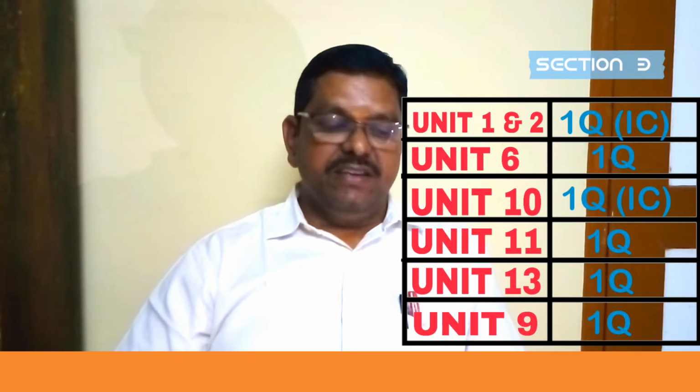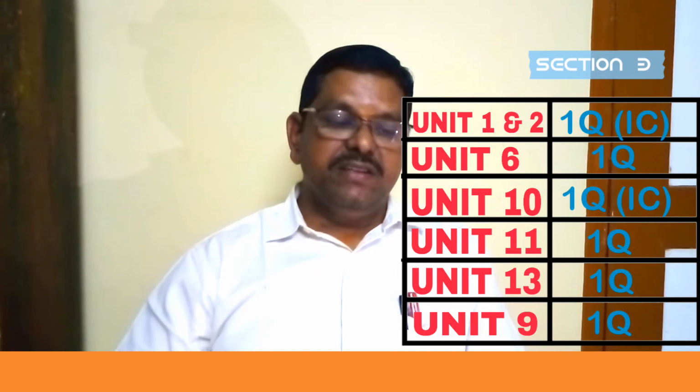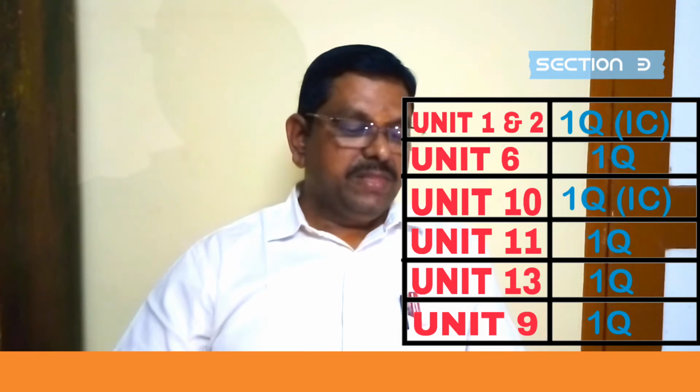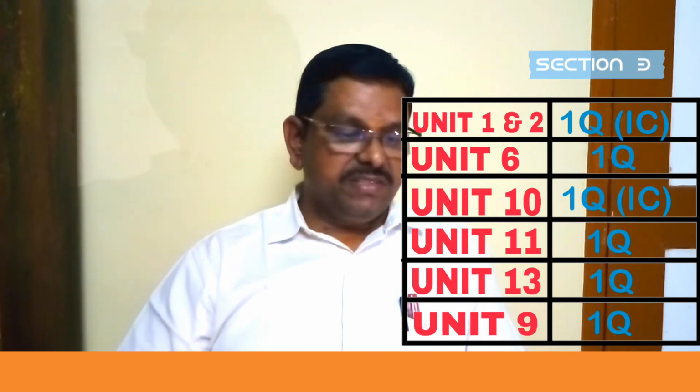Here, the first question, that means question number 21, is taken from unit number 1 or from unit 2. That means relations and functions or inverse trigonometric functions. So here the internal choice is given. The second question, that is question number 22, is taken from unit number 6, application of derivatives. It has no internal choice.